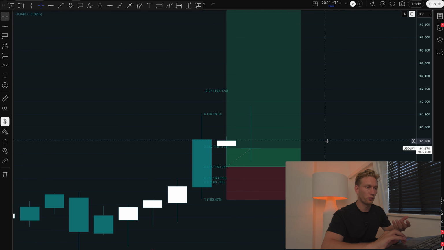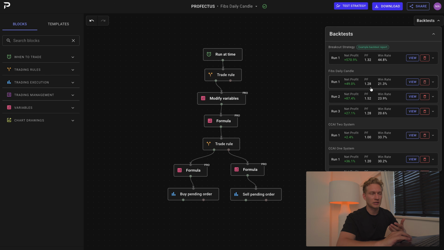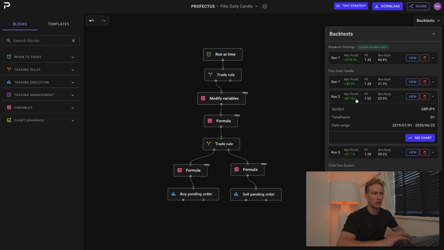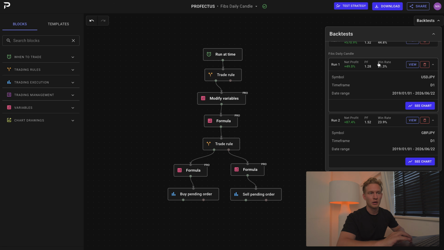Let me show you in Profectus how this now looks. Right here we are in Profectus. I ran some backtests in the platform for you. One is here on pound yen. I have another one on dollar Swiss, dollar yen, and you can just test this on multiple pairs.